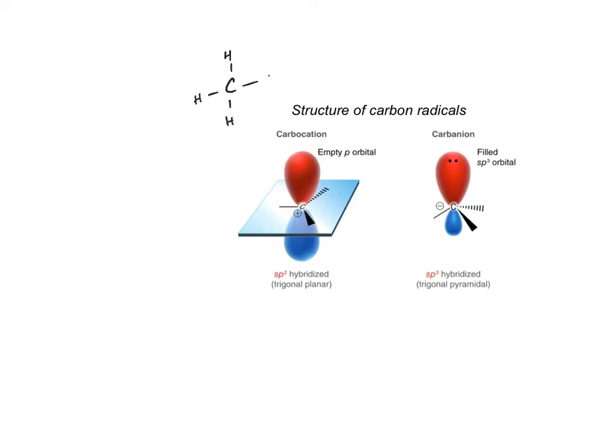Let's say that one of those bonds was split in a homolytic fashion. So let's say that we have hydrogen taking one electron, carbon taking the other. The result of that homolytic bond cleavage reaction is going to be a carbon-based radical, okay?